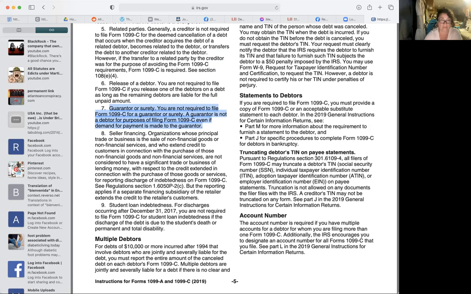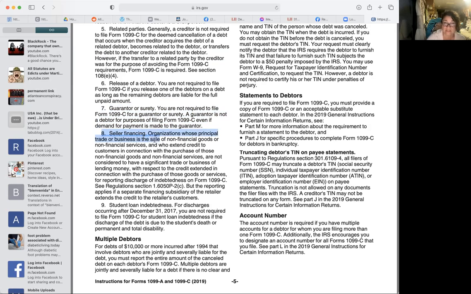Number 8. We're on page 5, just in case my screen goes crazy. Seller financing. That sounds interesting. Like, you know how when you go to the car dealership, we're going to finance for you.